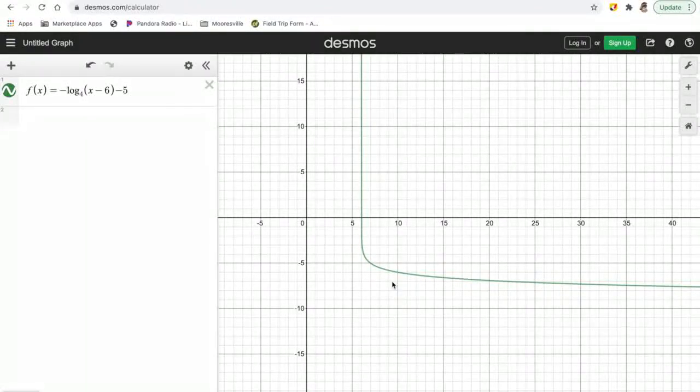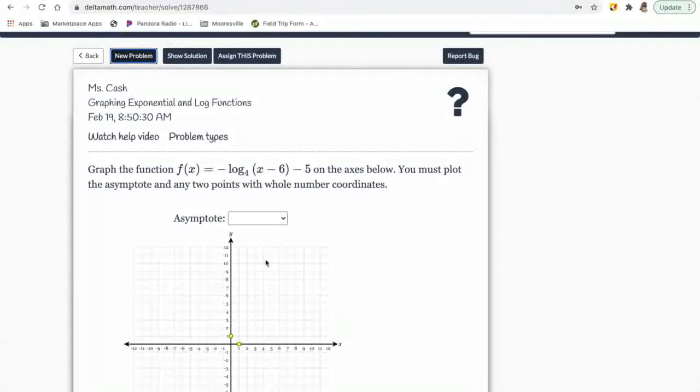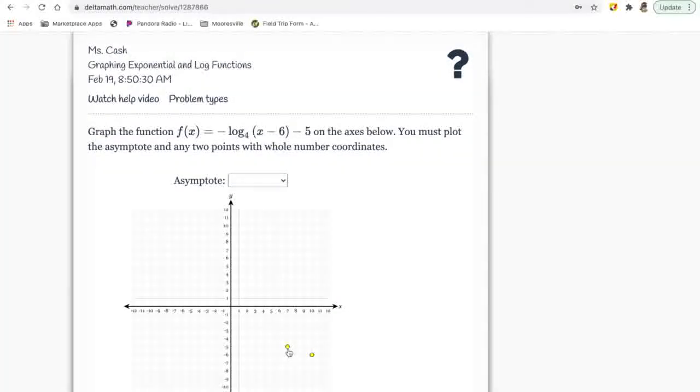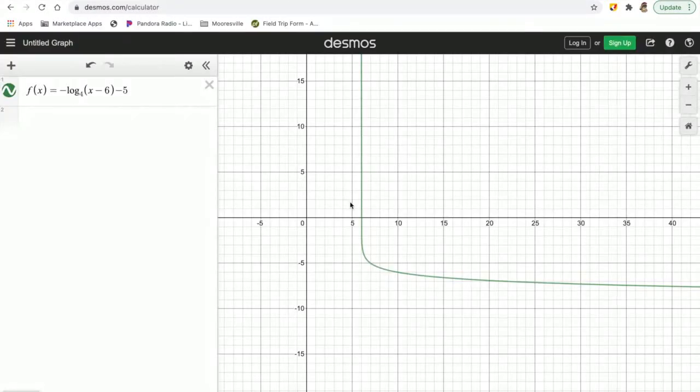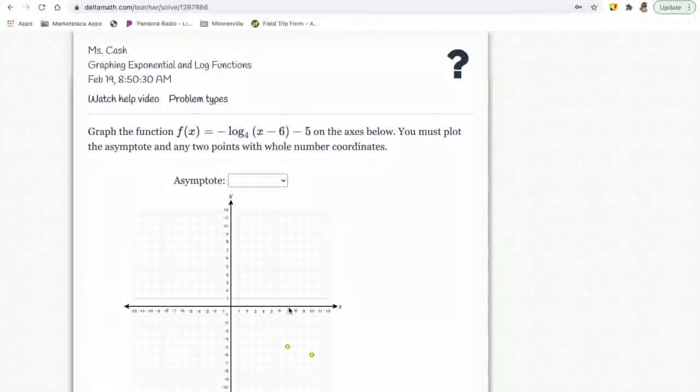And then when I look at this, I'm finding 2 corner points. I've got one at 7, negative 5, and I've got one at 10, negative 6. So I'm going to go back into DeltaMath. 7, negative 5 is there, and 10, negative 6 is right there. So I manipulate this so that my ordered pairs, those yellow ordered pairs, are at the 2 corner points. Now I'm going to go back and make sure I've got 7, negative 5, and 10, negative 6. So 7, negative 5, 10, negative 6. Yes, I've done that correctly.